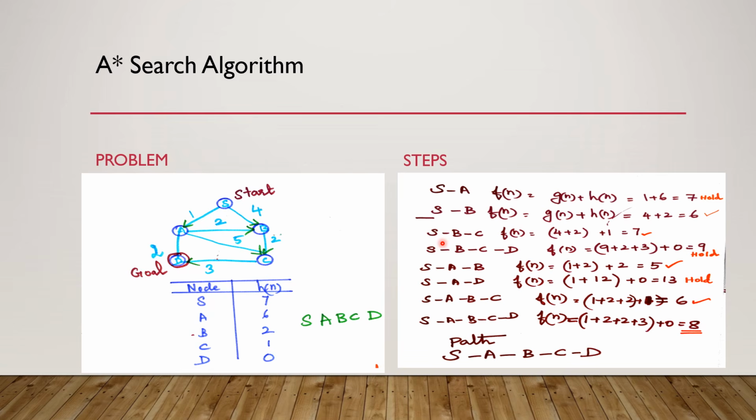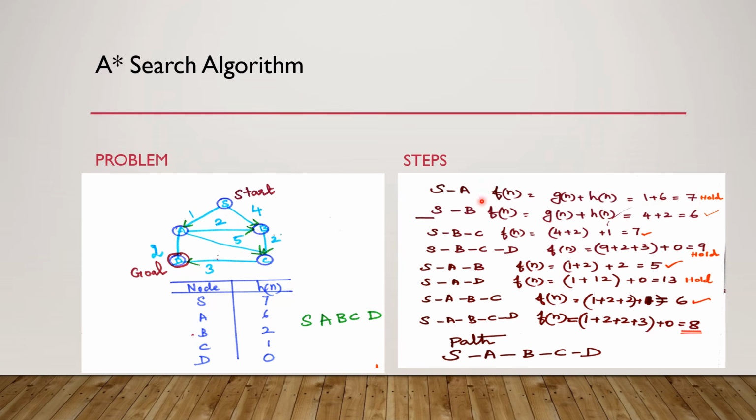So now I am considering this path, S to B to C to D. What is the f of n value? 9 plus 2 plus 3 plus 0. The D value is here. What is the value of S to B? The value is 4. This is 4 plus 2 plus 3. So 6 plus 3 equal to 9. And then we have another path also containing the same value.